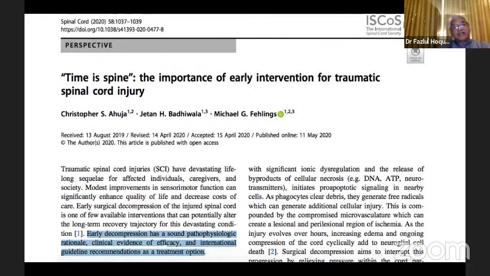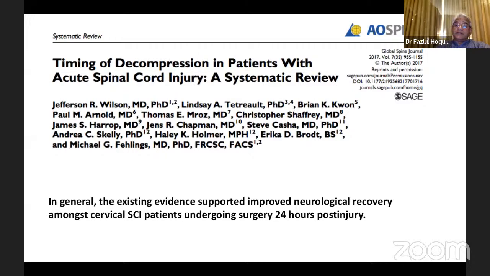This is a review article, also in Global Spine Journal in 2017. This systematic review gives the opinion that the existing evidence supports improved neurological recovery among cervical spinal injury patients undergoing surgery within 24 hours post-injury. So early surgery is recommended, and this is a treatment option.